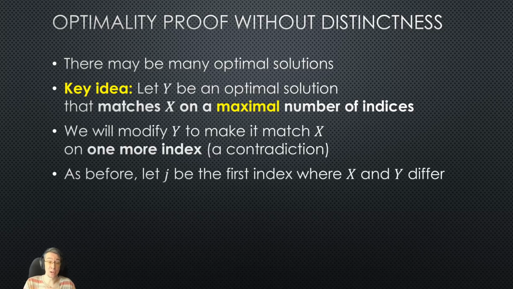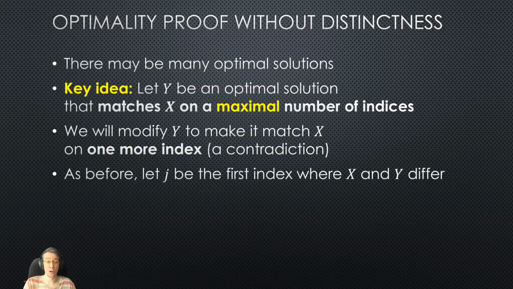So, in order to derive a contradiction, we can consider this optimal solution y that matches x on a maximal number of indices, and we can try to show that it exactly equals x. To obtain a contradiction, we'll suppose that it's not equal to x, and we'll end up showing that we can modify y to make it match x on one more index, which of course will be impossible because y is the optimal solution that matches x on a maximal number of indices. That will end up yielding a contradiction that we can use to complete our proof.